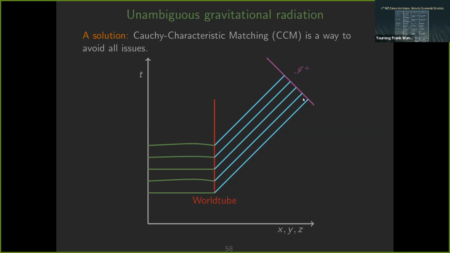It gets all the way to null infinity where gravitational waves are unambiguously defined, and it avoids having to worry about boundary conditions for BSSN, because the boundary conditions that satisfy the Einstein equations are given for free by knowing data on this characteristic side. So this information exchange both ways is called Cauchy characteristic matching.